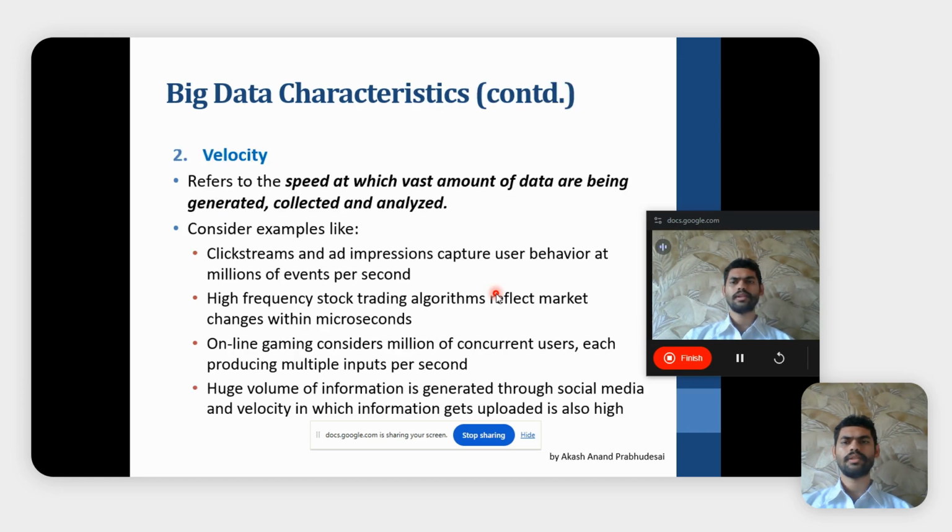So in this second characteristic of big data is velocity. So it is the speed at which the huge amount of data is getting collected and analyzed. So we are having the click streams and impressions of the customer behavior, and all these are reflecting the subscriber count. And so yeah, this is how the velocity is impacting. So it is the huge amount of data getting collected and analyzed.